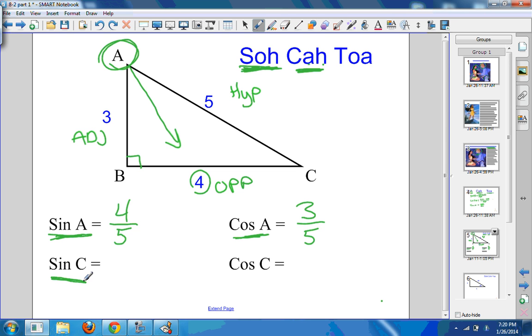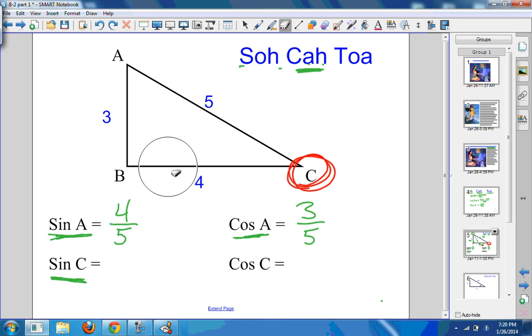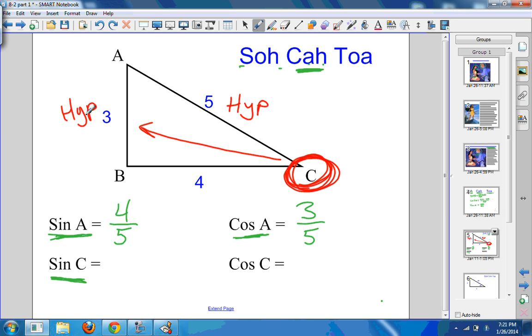Moving along now, if we look at the sine of C, that's going to change things up, because if we're looking at angle C over here, this is no longer our opposite side. That's now the adjacent side. So let's erase this and start over. If we want to know angle C and its trigonometric ratios, 5 is still going to be the hypotenuse, but now our opposite side, opposite our angle, moved over here. And our adjacent side is now over here.